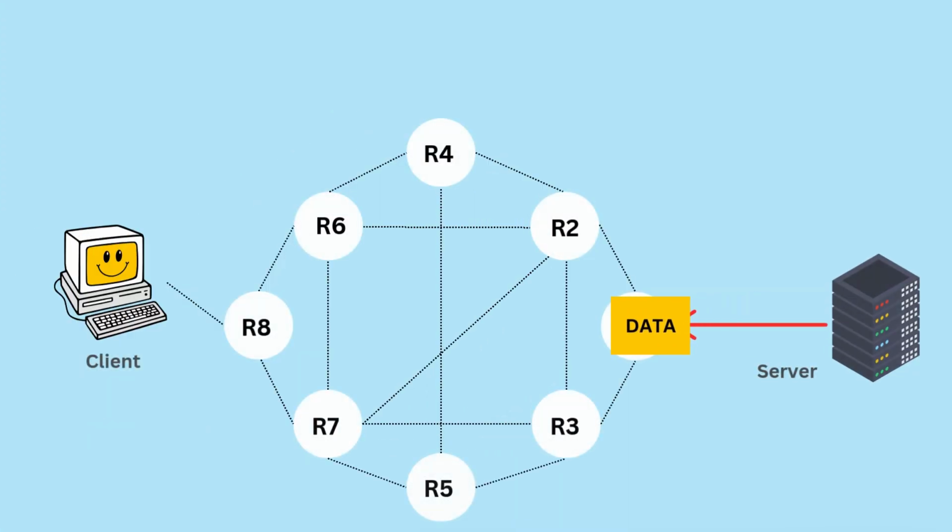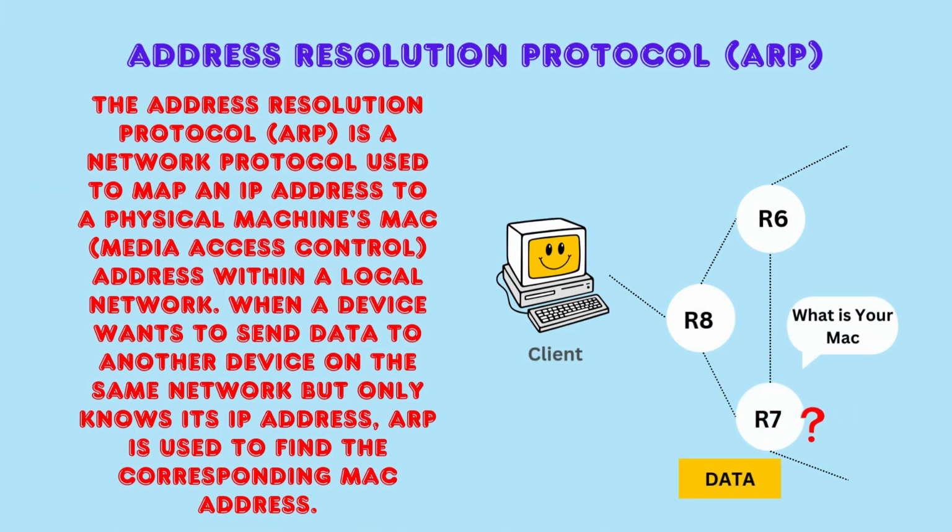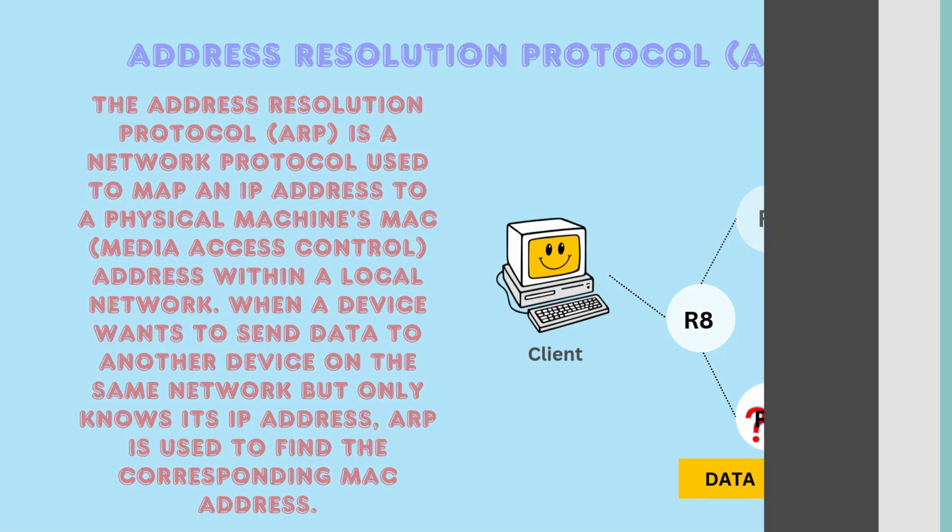So, our data has successfully journeyed through router R1, moved on to router R2, and is now currently at router R7. As our data reaches router R7, it is now close to its final destination, the client. Before forwarding the data, R7 needs to ensure it has the correct physical address to send the packets to the client on the local network. This is where ARP, Address Resolution Protocol, comes into play.